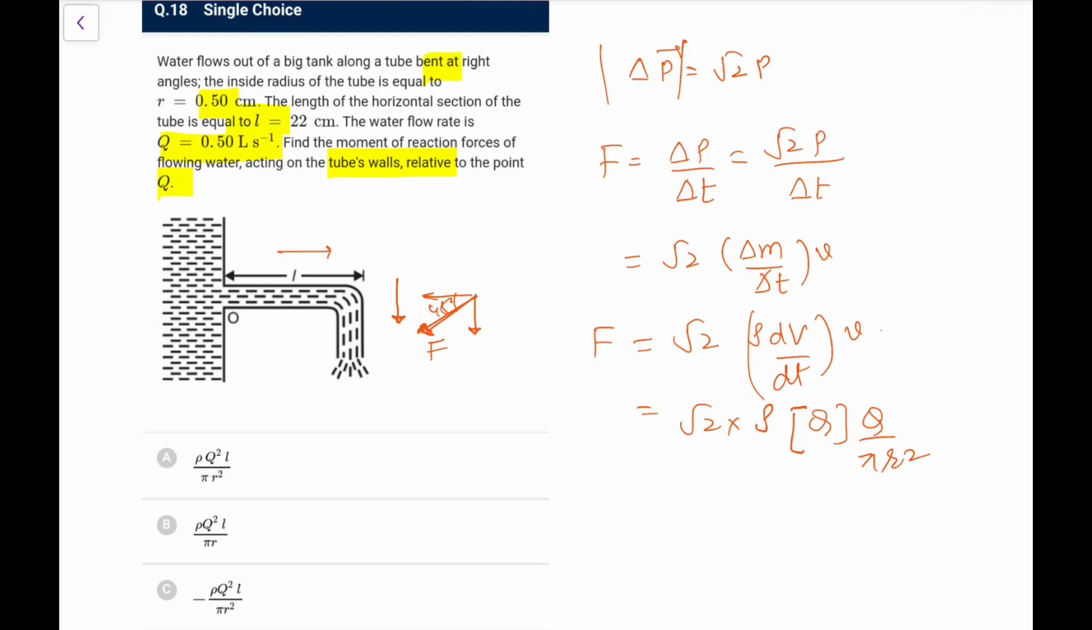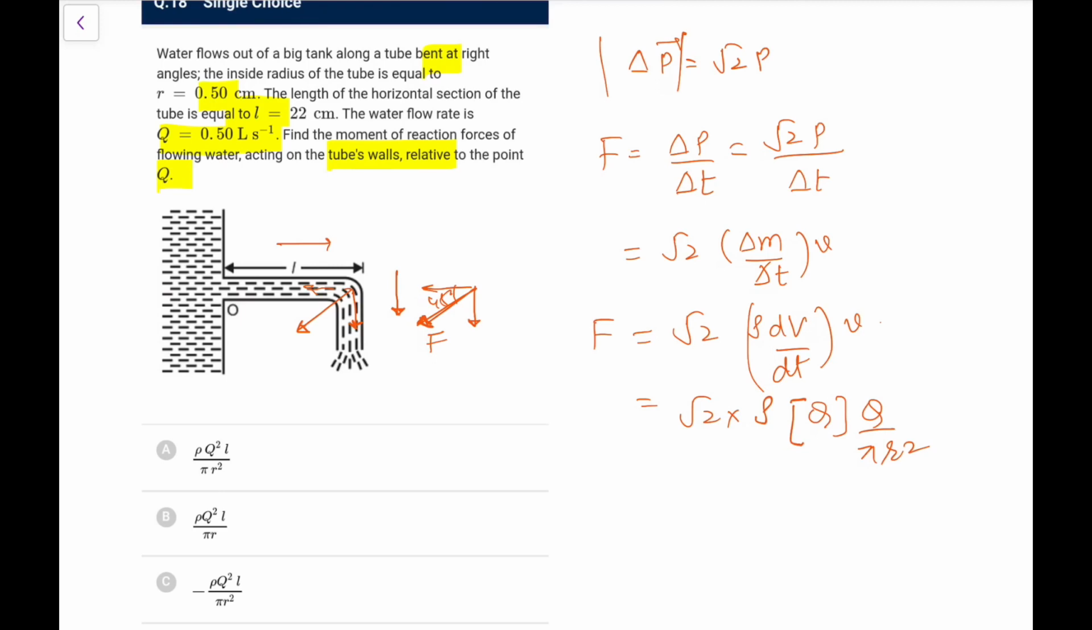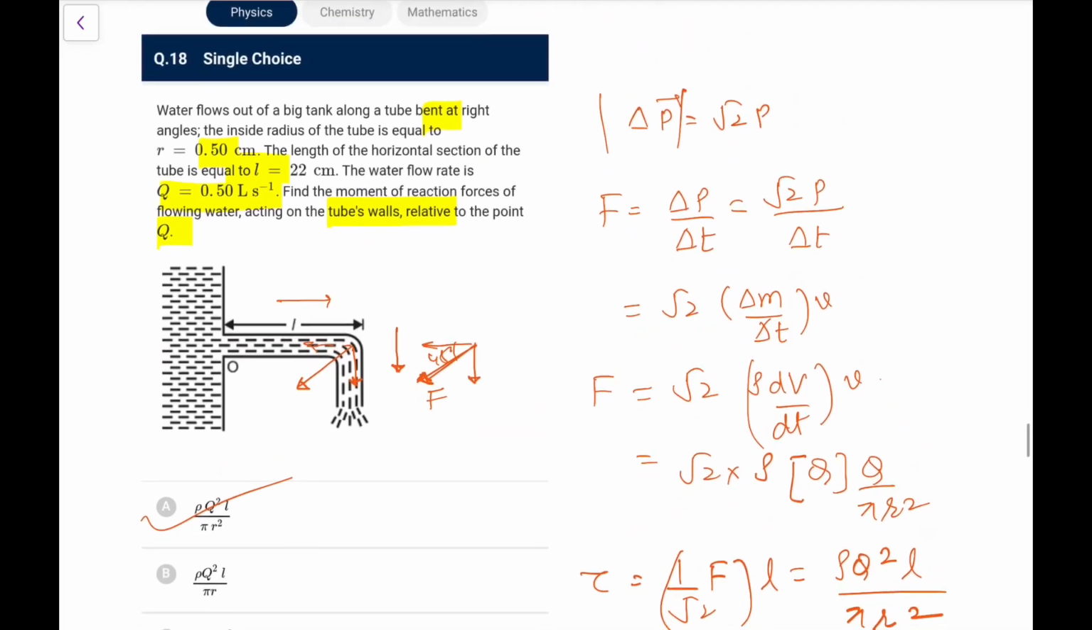This is the force. Now the torque. Because this force acts like this, this component will produce no torque, only this component will produce torque, and that would be 1 by root 2 times. So torque would be 1 by root 2 times of this F multiplied by this length L. So that root 2 goes. So rho Q square L upon pi r square. This is what we are getting. So this is option A I can tick for. So it's a good question.